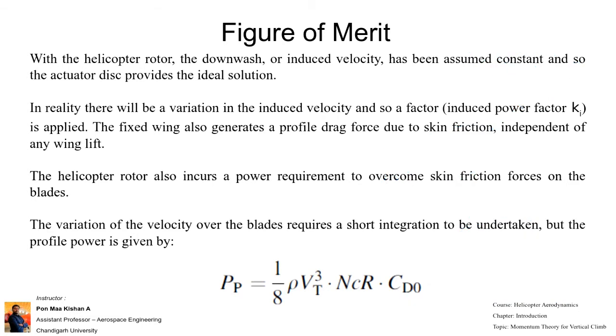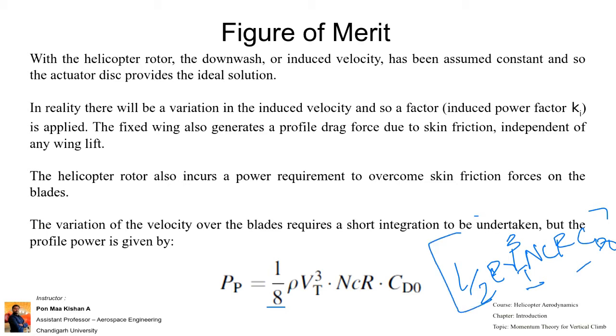Again there is a term given as 1 by 8, right? So far we have calculated 1 by 2 rho v cube, area is NCR, CD naught. Here the velocity is taken with respect to the tip speed, because we are calculating the profile drag of the blades only. So how the 8 came has to be defined, how the value of 1 by 8 came. 1 by 2 is the correct value, right?